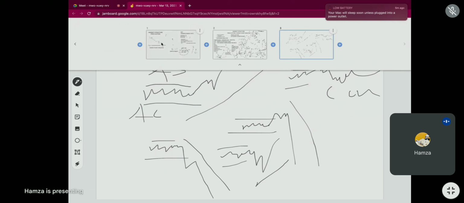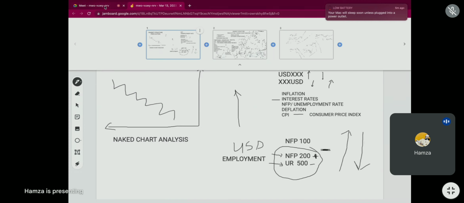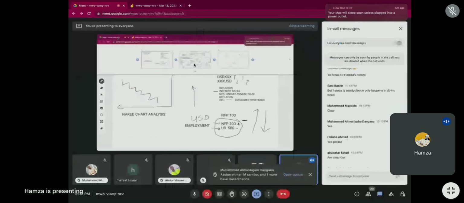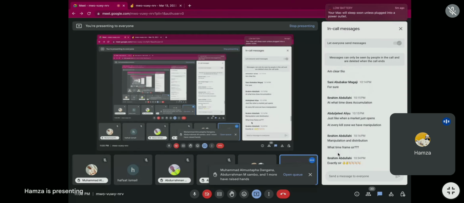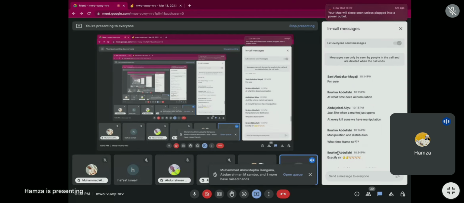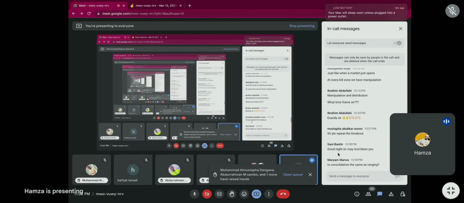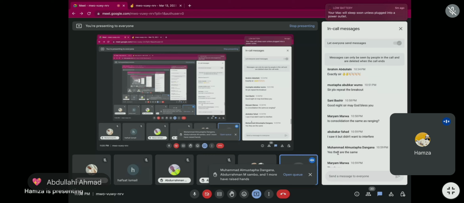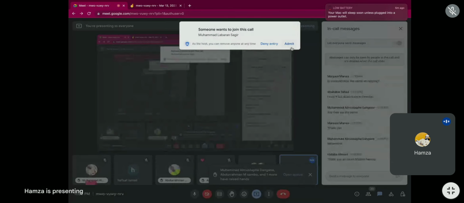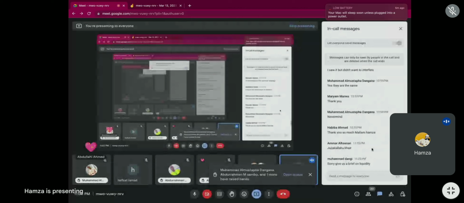Today's session was in fact a very productive one. I am sure many of you learned so much, even the intermediates here. When I introduce the concept of liquidity to it, it will make even more sense.